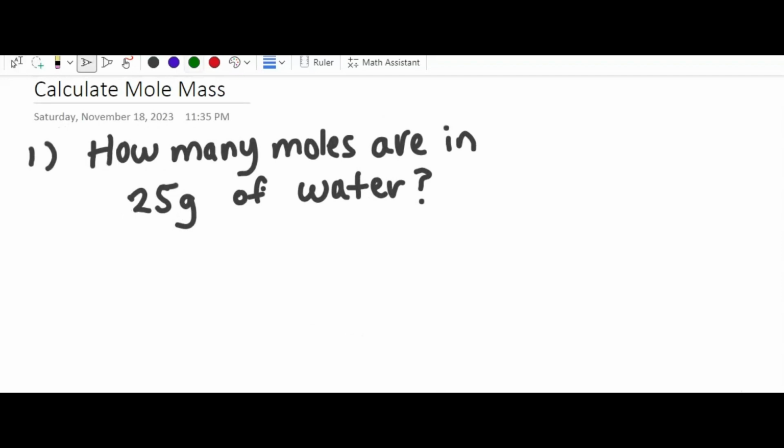So how many moles are in 25 grams of water? So a couple key points here. We're trying to find the amount, or I guess number, of moles. And this is the given right here, the 25 grams. And then our compound is given as water, and water is classified as H2O. All right, so the first thing here we want to do is find the number of grams in 1 mole of water.